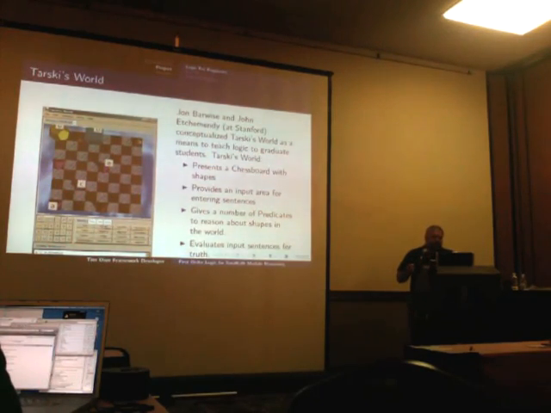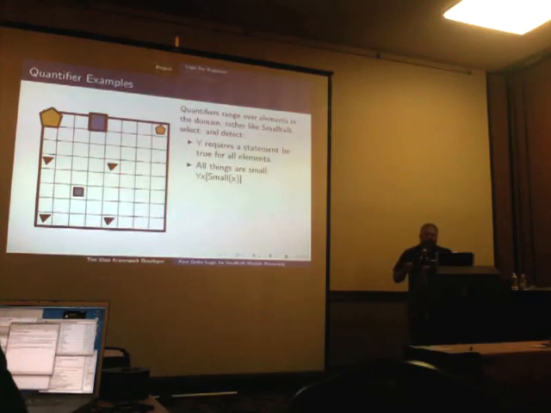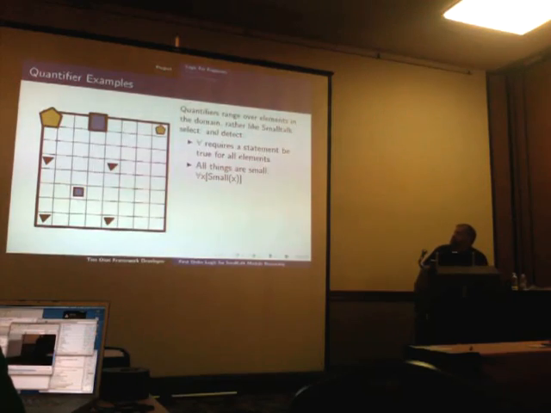Tarski's World also gives you a number of predicates to reason about things that live in the world. So you can talk about shapes, positions, and size. If I can start with a real quick introduction, I'll start with quantifiers. Quantifiers generally sit outside. And the upside down V says that something is true for all elements in your domain. So in this case, we have the statement, all things are small. And in this world, you can see that that's not true, because there are things that are not small.